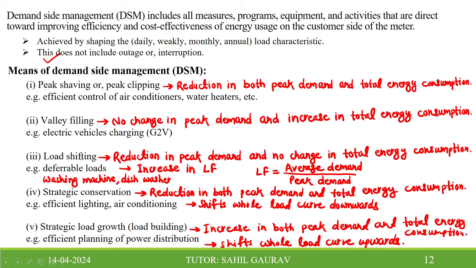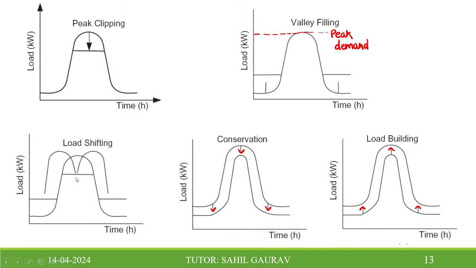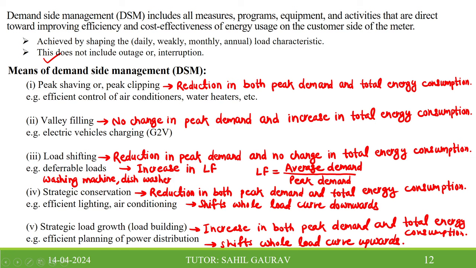Now third is load shifting. If you see this figure, you are shifting the load from the peak hours to non-peak hours. So in load shifting, there is a reduction in peak demand, but no change in total energy consumption. And examples for load shifting are deferrable loads, that is washing machine or dishwasher.